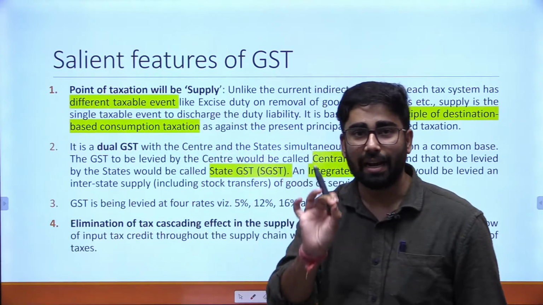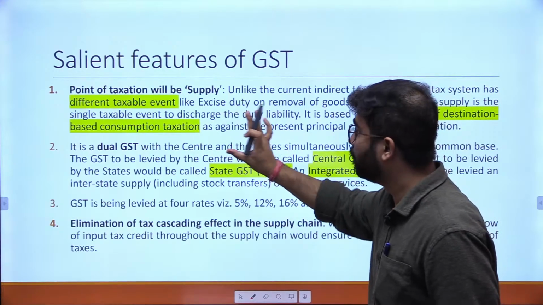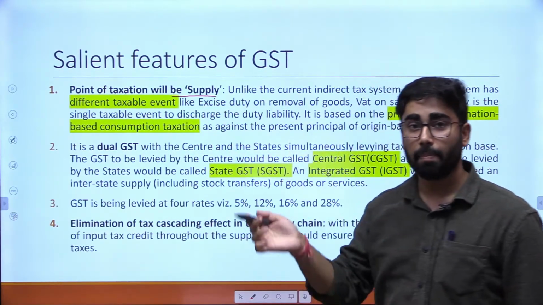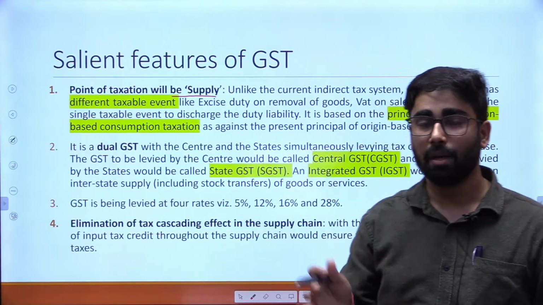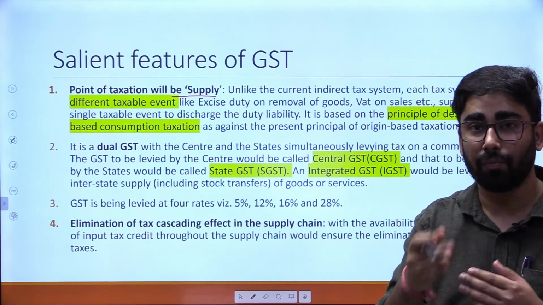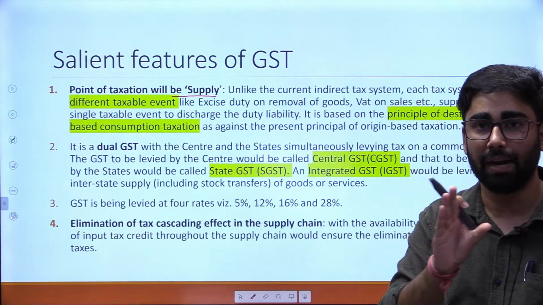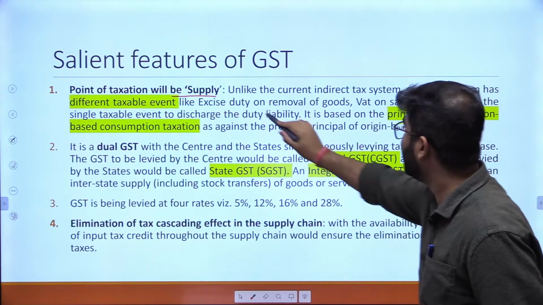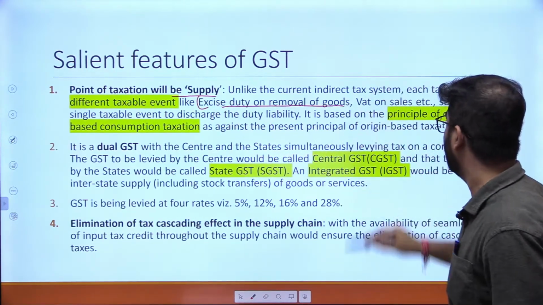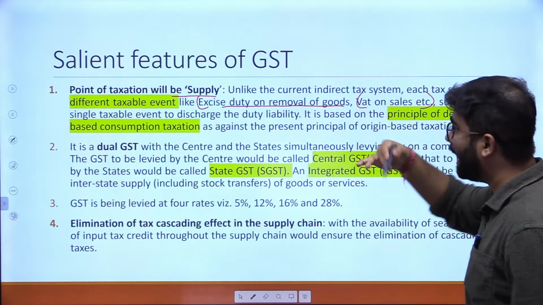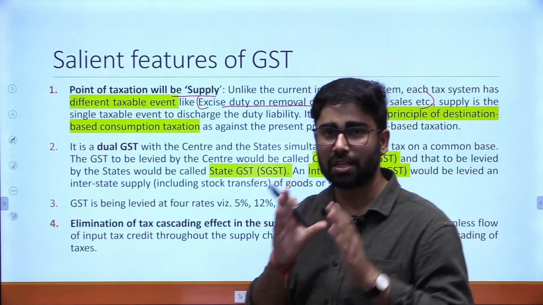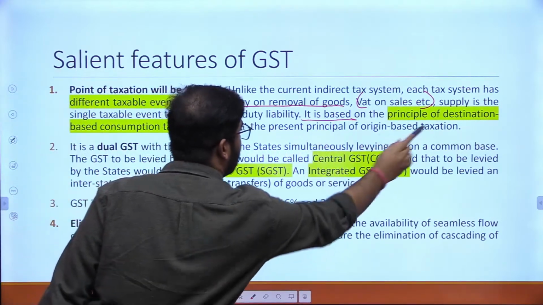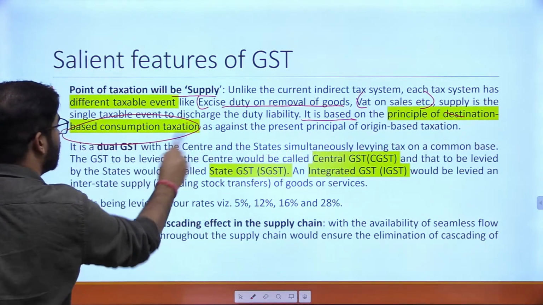There is clarity in definition, that when would GST be applied. Point of taxation will be supply. Before the GST regime, there were different types of taxes with different definitions of when that tax would apply. For example, excise duty applied on removal of goods, VAT applied on sales. Removing such things, we have made a single definition based on the principle of destination-based consumption taxation.